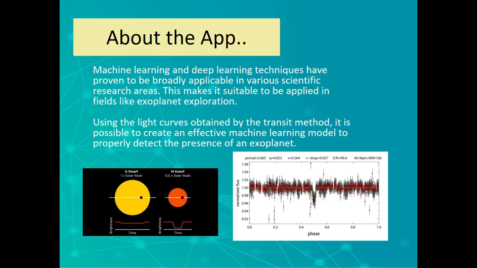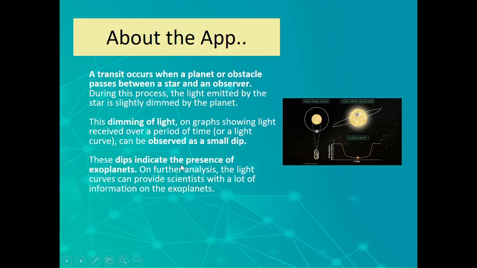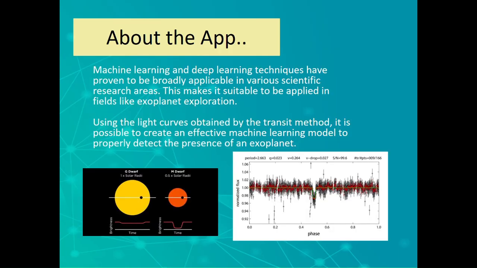Obviously, machine learning and deep learning techniques are very practical and applicable in different research areas, and this is what makes them very suitable to be applied in exoplanet exploration, using light curves obtained by the transit method, which I just mentioned. The study of these dips in light on the light curve is called the transit method for observing exoplanets. This is just one application of machine learning.